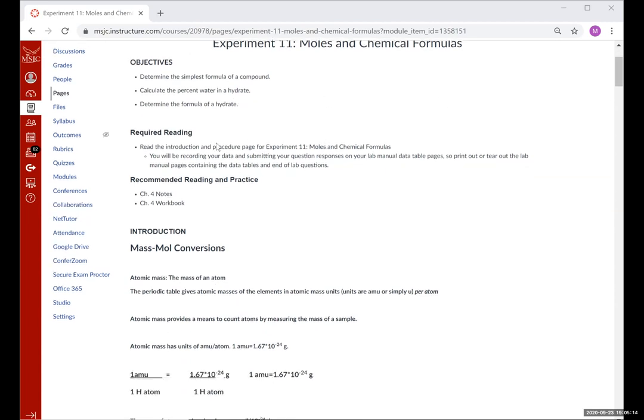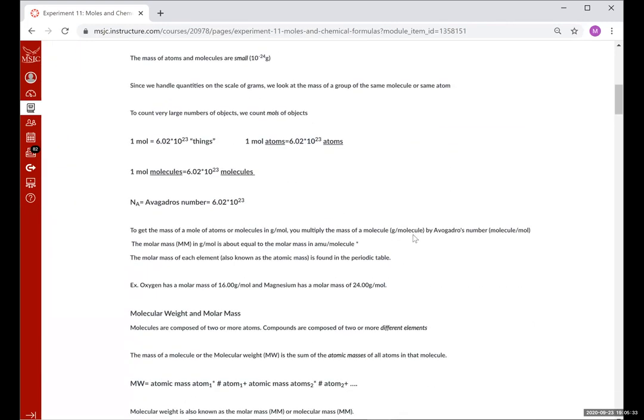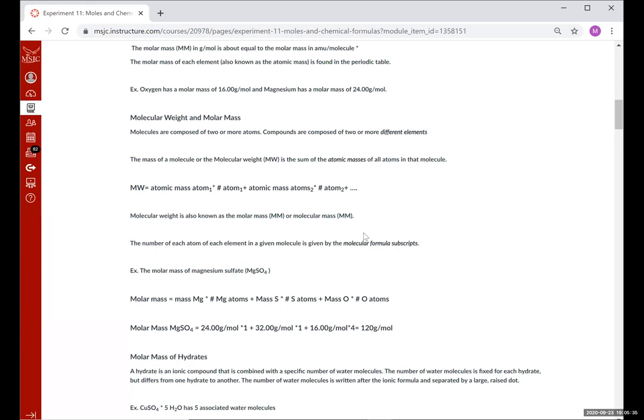So the recommended reading is experiment 11, moles and chemical formulas, and you'll also see some content in the chapter 4 notes that'll be posted next week that will help you with this lab. I summarized the chapter 4 notes and put that content in the introduction section, and we'll be going through this content in our pre-lab lecture. For now, I'm just showing you where everything is, and we'll talk through and explain how this lab functions.